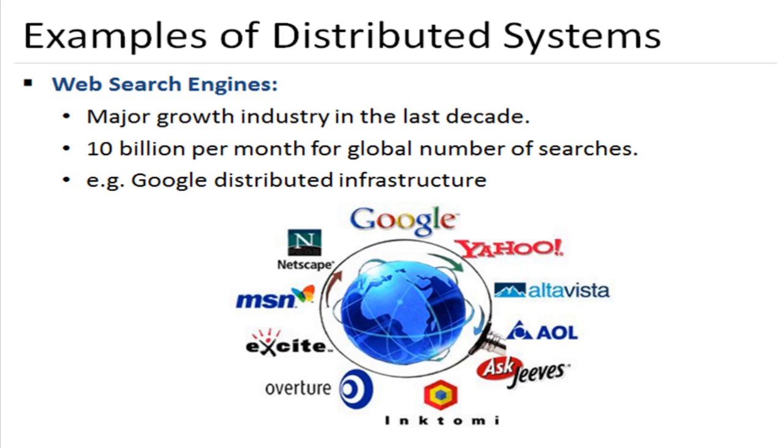We'll see some of the examples of distributed operating systems. The first one is web search engines. This is the major growth in industry in the last decade. 10 billion per month is the global number of searches. A very good example for web search engine is global distributed infrastructure.